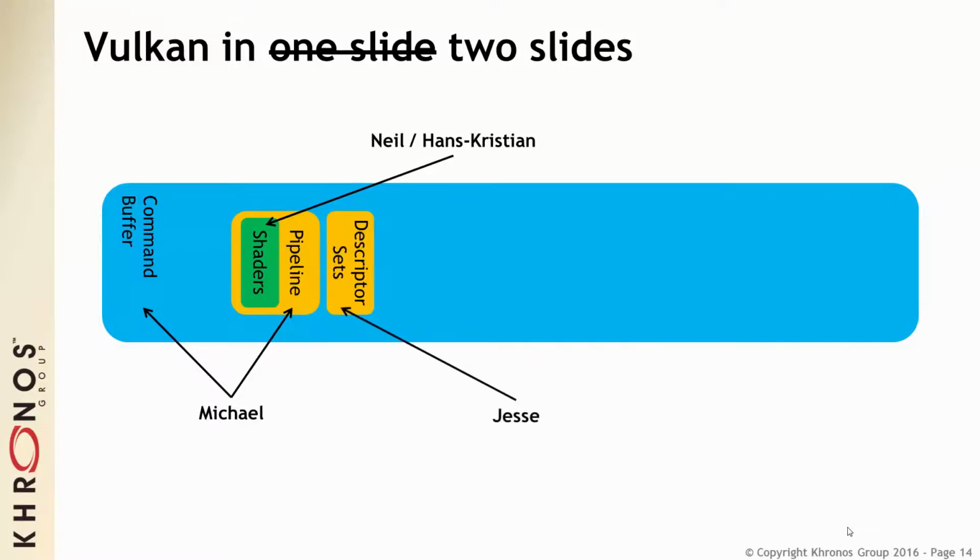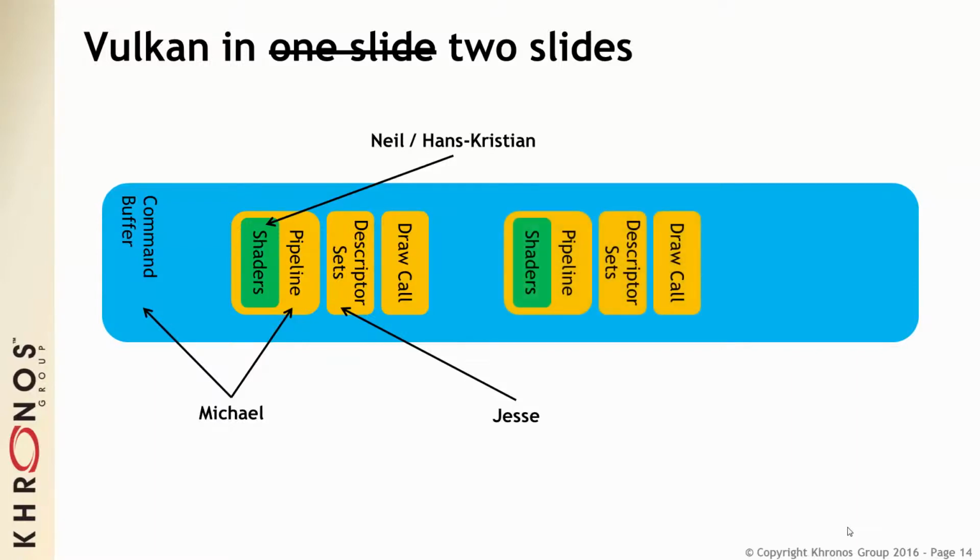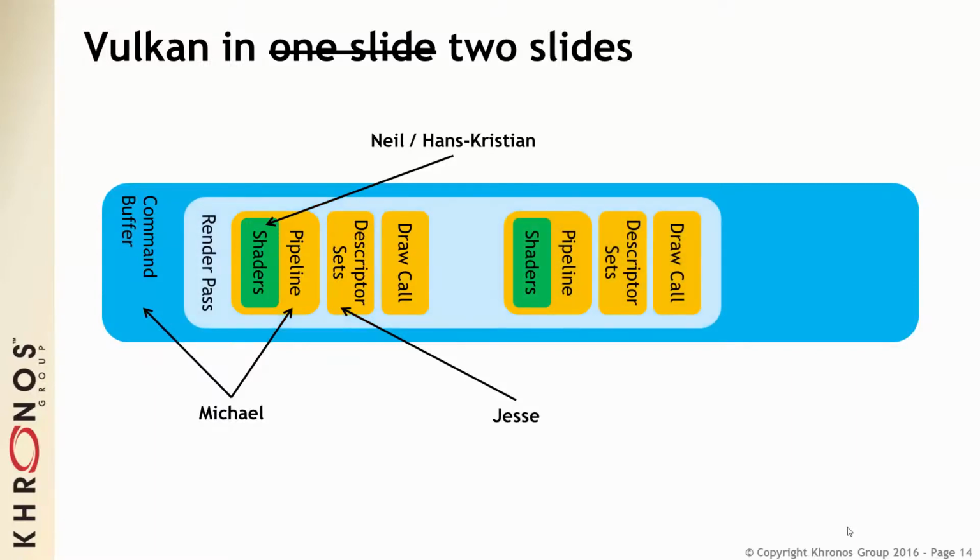Jesse Barker in the back of the room also is going to talk about descriptor sets after Neil and Hans Christian. So finally, you can do a draw call. Yay! And you can do it all again. And Vulkan is really, really good at doing draw calls fast. So we expect you're going to do lots and lots and lots of this stuff.